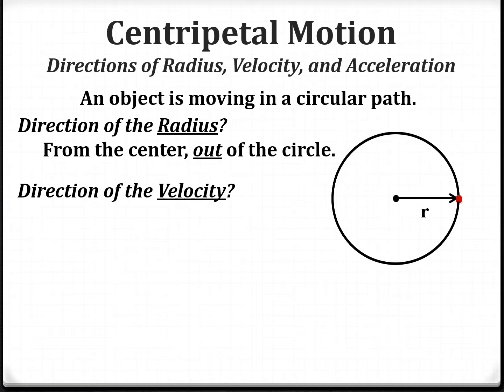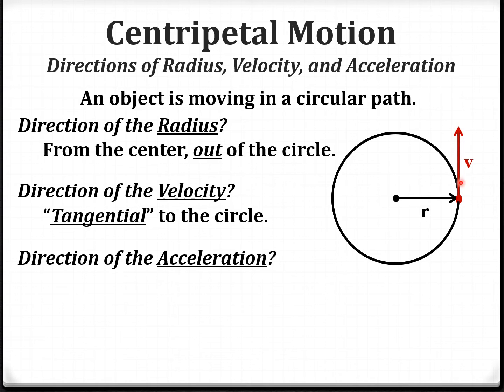Now, what about the velocity? What direction is the velocity? If you were to hold something and move around in a circle, and you let go of it, it looks like it moves away from you. But in fact, it doesn't really move away from you. The reason it moves away is because it actually goes tangent to the circle. It actually goes this direction.